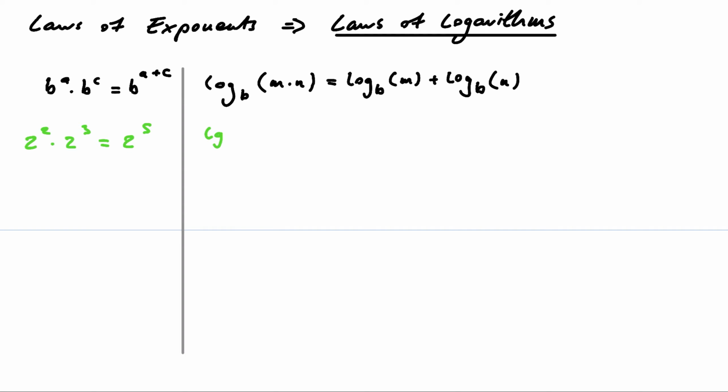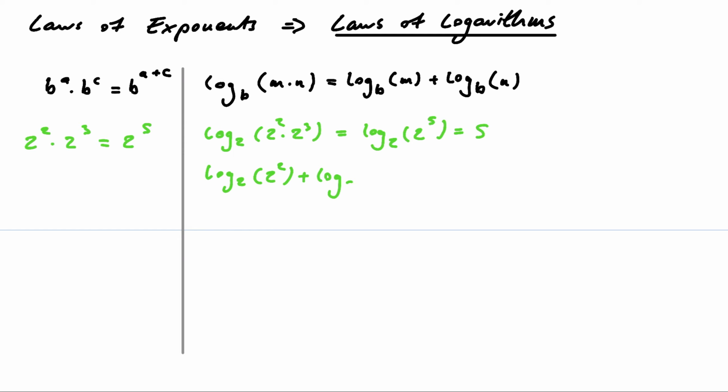So log to the base 2 of 2 squared times 2 cubed. What does that have to be equal to? Well, it's equal to log to the base 2 of 2 to the 5. And that, by the cancellation property, or really just by definition, has to be equal to 5. But log to the base 2 of 2 squared plus log to the base 2 of 2 cubed, well, that's just equal to 2 plus 3 by definition. That's equal to 5. So these two things are equal to each other. Brilliant, we've picked up exactly the property we expect.